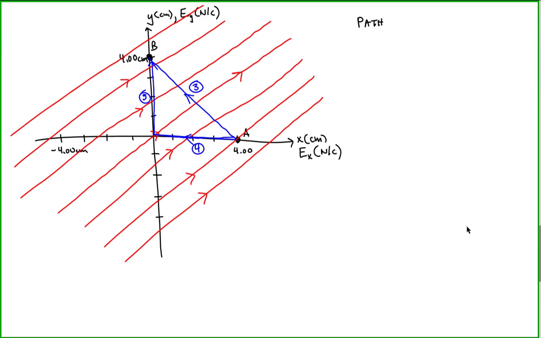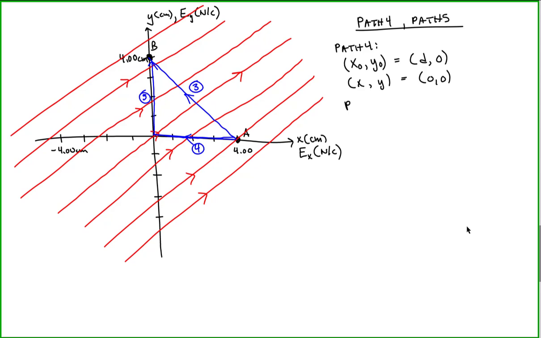So let's take path 4 followed by path 5. For path 4, the initial value of x and y, the point we start at, is d, 0. Where we end is at the origin. For path 5, we start at the origin, and we end up at the point 0, d on the y-axis.